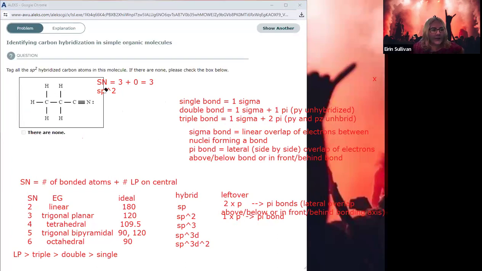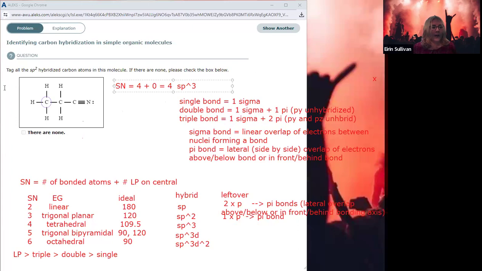So tag all the sp2 hybridized carbons. So let's look at this first carbon over here and work out what it is. So this carbon right here has got a steric number of, let's see, 4 bonds, no lone pairs. So that's a steric number of 4. So that hybridization is going to be sp3.